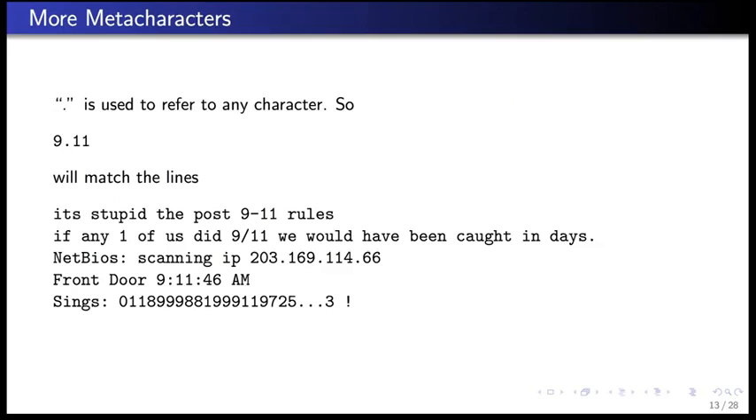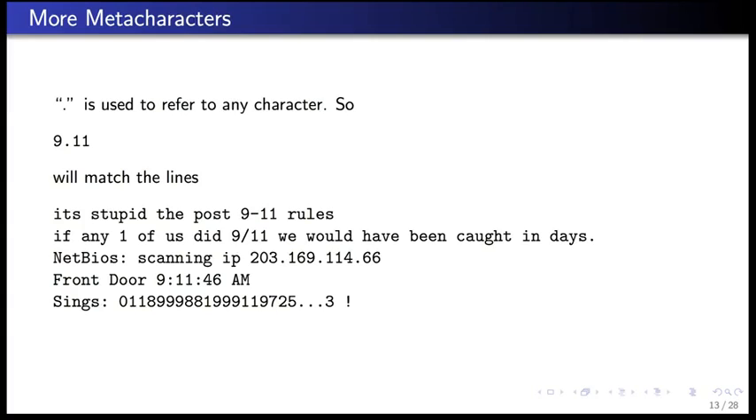So the period is used to refer to any character. So it's a special meta character that can be used to reference anything. So for example, if you have an expression 9.11, what will that match? What that expression is saying is that you have a literal 9 followed by this period meta character followed by two ones, which are both literals. And so what does that mean? That means I can match 9 and then anything and then followed by a 1, 1.